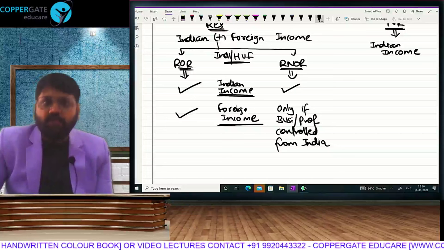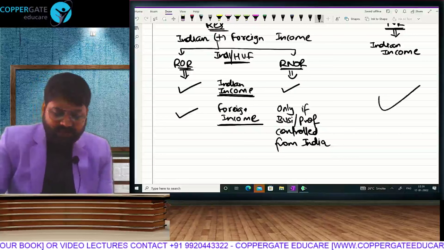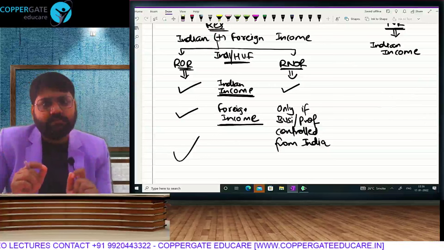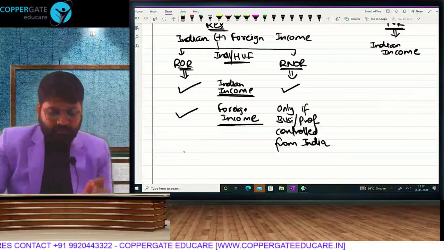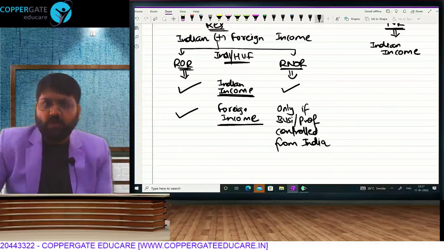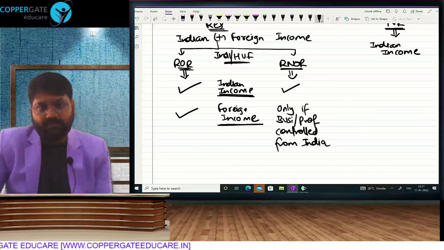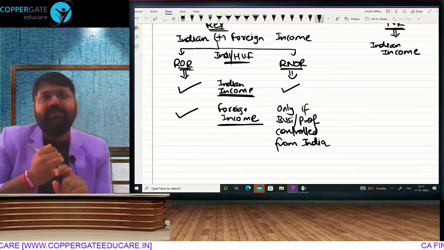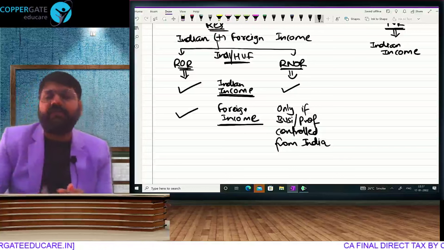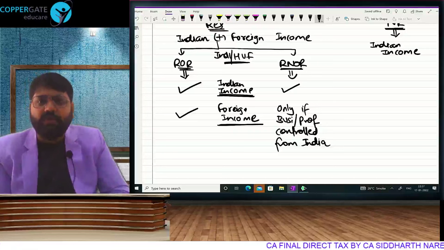That means, supposing you are a resident but not ordinarily resident. See, this is very easy. Non-resident is very easy. Only which income is taxable? Indian income. ROR is very easy. Only which income is taxable? All incomes. Confusion arises when we are discussing RNOR. Indian income will be taxable. Foreign income will be taxable only if the business or profession is controlled from India.